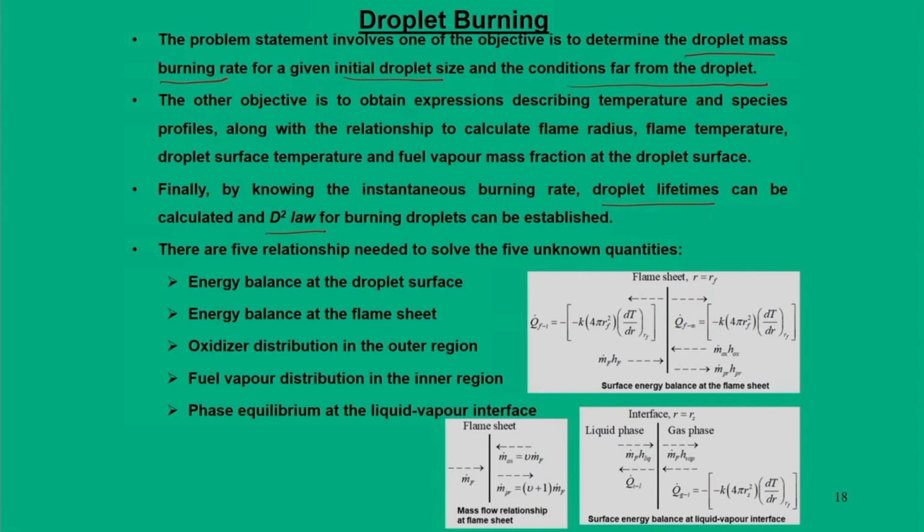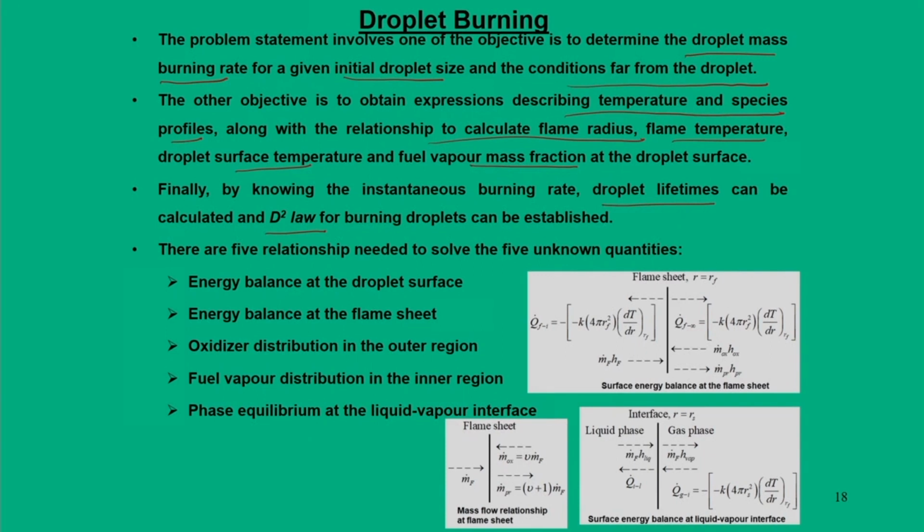Now, to get all these things through this process, we also have to find the expressions describing the temperature and species profiles, along with the relationship with the flame radius, flame temperature, droplet surface temperature and fuel mass fractions. These quantities need to be found first to arrive at the D square law and other subsequent analysis with respect to droplet size and droplet lifetime. Basically, there are 5 equations that need to be invoked: energy balance at the droplet surface, energy balance at the flame sheet, oxidizer distribution in the outer regions, fuel vapor distribution in the inner regions, and phase equilibrium at the liquid-vapor interface. That we did in the last slide, where we recalled the Clausius-Clapeyron equations.